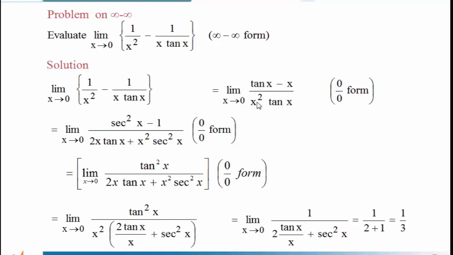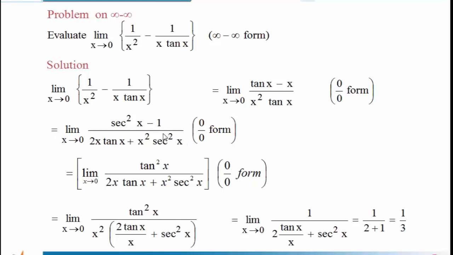Now we can check the form of this problem. Tan 0 is 0, 0 square into tan 0 is 0, so 0 by 0 form. So start applying L'Hospital rule. We get the derivative of tan x is sec square x minus 1. Here we have to apply the product rule. We get this one.